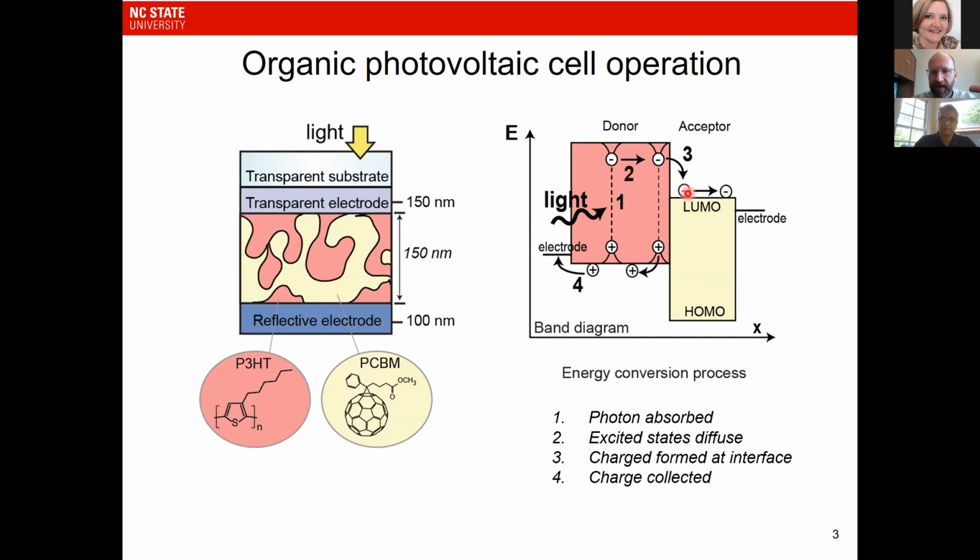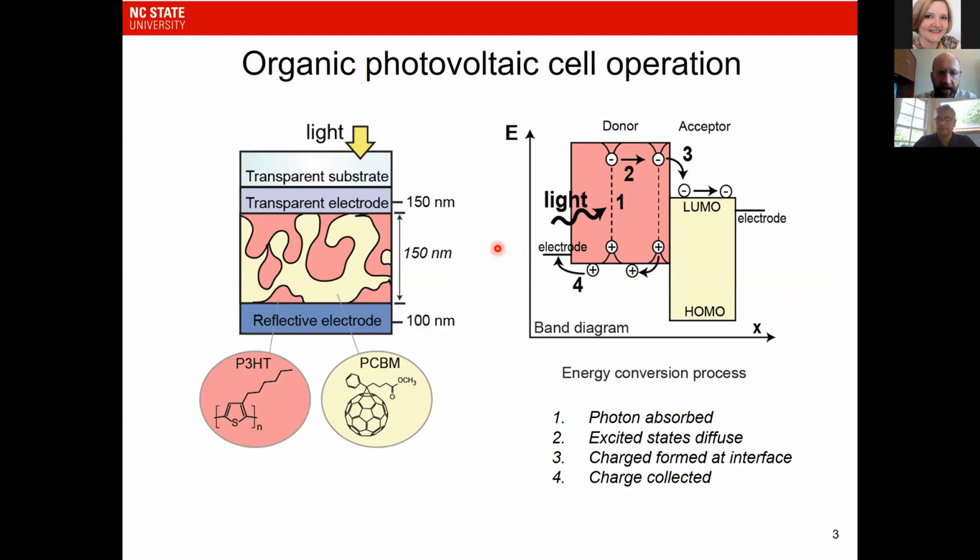You need an interface between these two organic materials to pull apart that exciton, generate this free charge, and then collect that charge, get it to do some work, for example in a solar cell, and then close that circuit and repeat the process. And so that would be the basic operating principles.